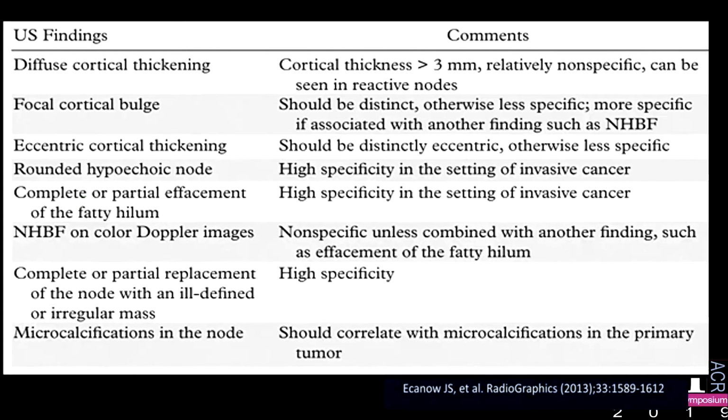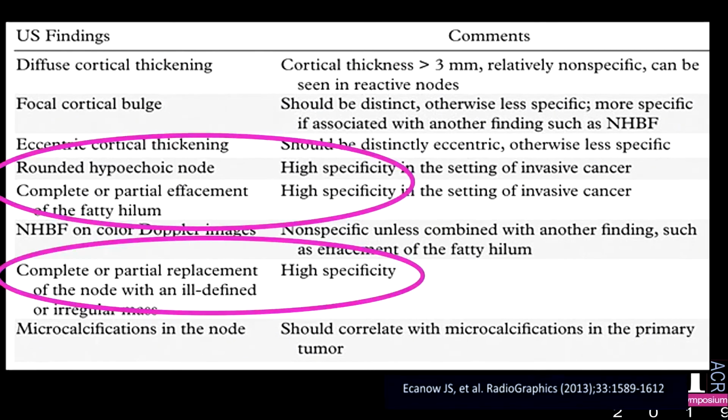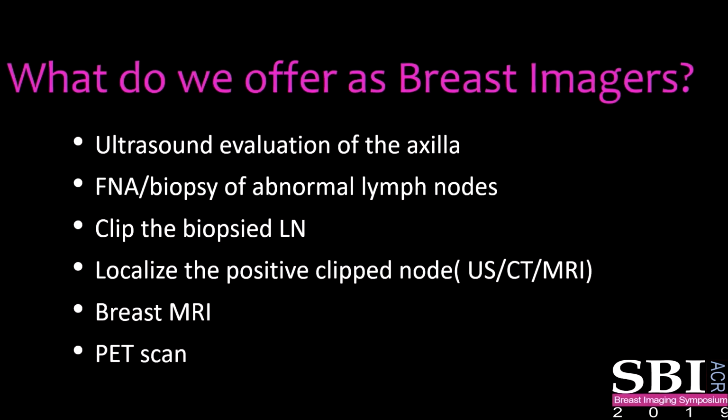Now, when we are doing biopsies or FNAs of these lymph nodes, we need to know which features are specific and which features are really non-specific when we look at these lymph nodes. So if you have complete or partial effacement of a fatty hilum, or if you have a complete or partial replacement of these lymph nodes with ill-defined mass and irregularity, which means there is extracapsular extension, that is a very highly specific feature of involvement with malignancy.